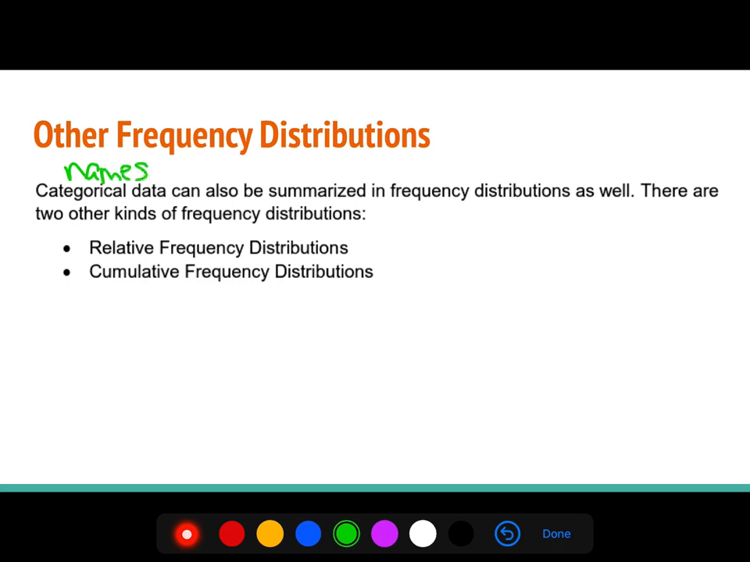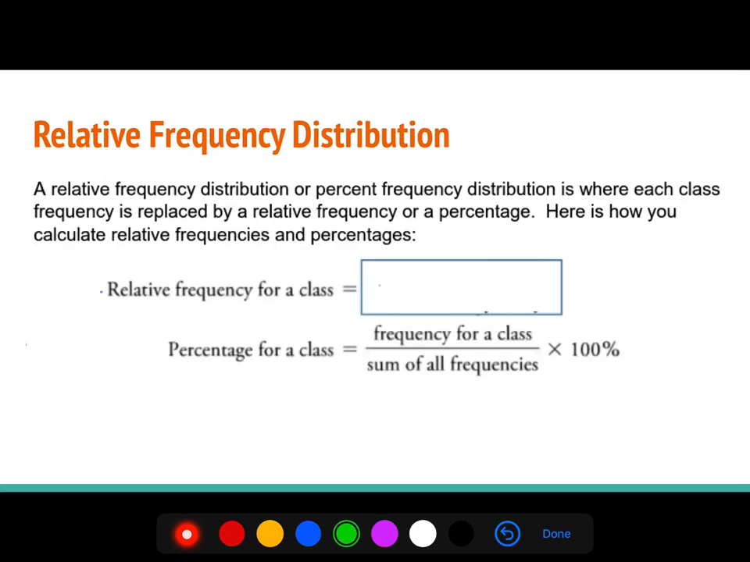Now let's look at some more frequency distributions. Categorical data can also be summarized in your frequency distributions. Those are like your names, remember, categorical data. So like the colors of the M&Ms. They can go in a frequency distribution. You see how many reds, yellows, greens there are. There are also other kinds of frequency distributions, the relative frequency and cumulative frequency distributions.